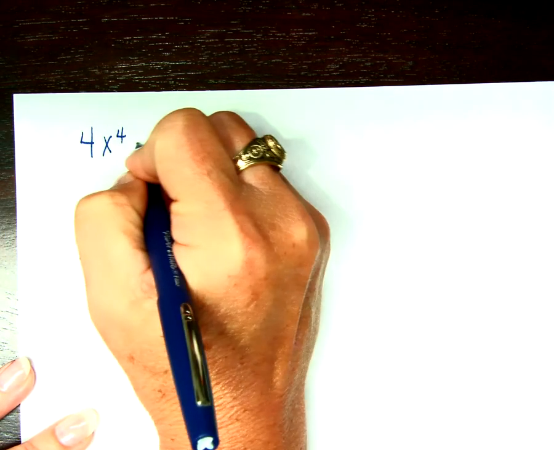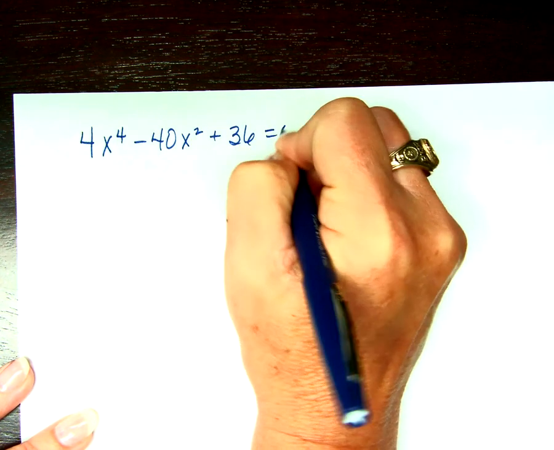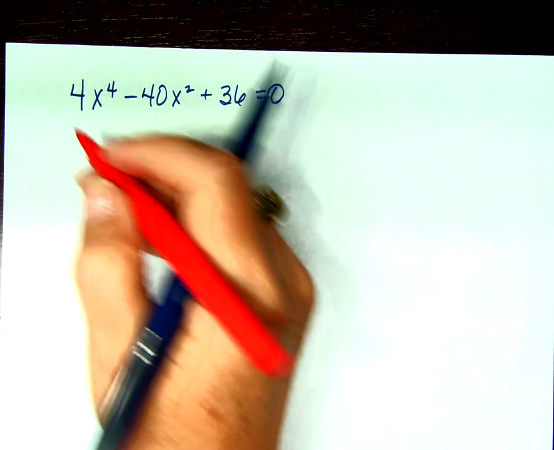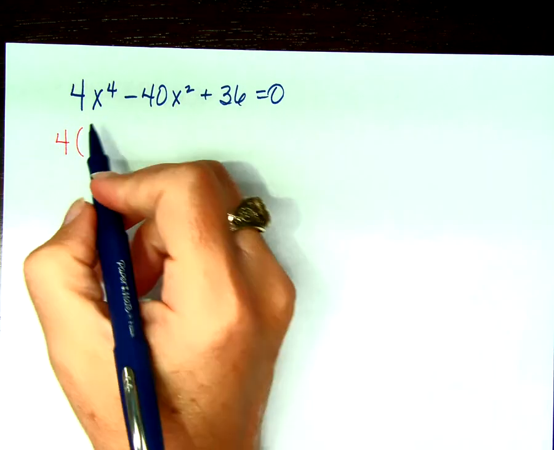4x to the 4th minus 40x squared plus 36 equals 0. What do you want to do first? Greatest common factors. There are some missing ones, so we need to be careful about that, right? But greatest common factor first. What's the greatest common factor? 4. If I factor out a 4, what's left?